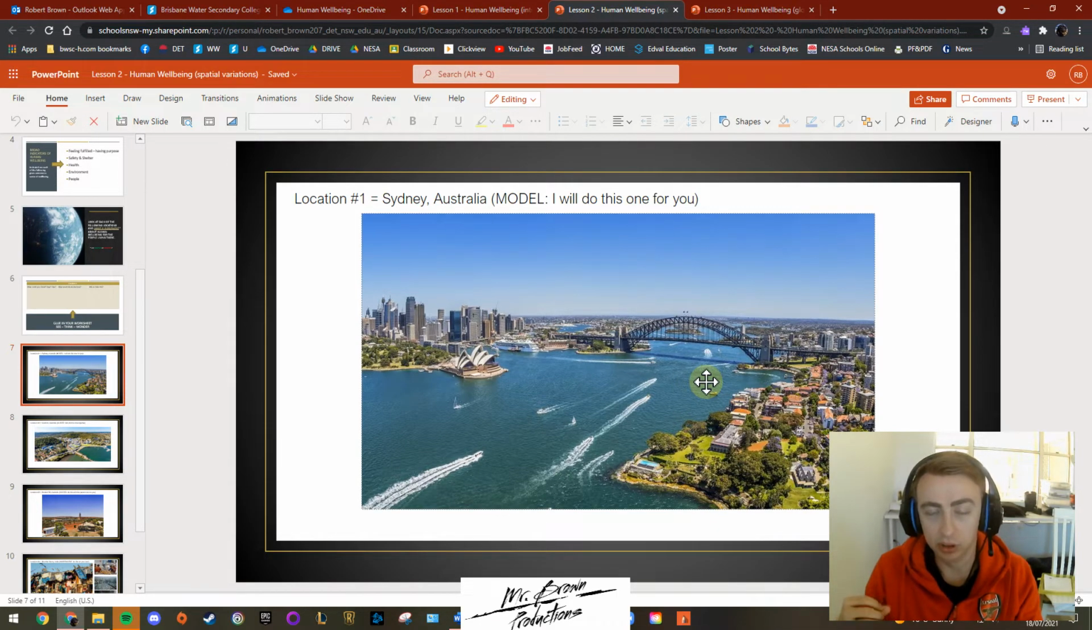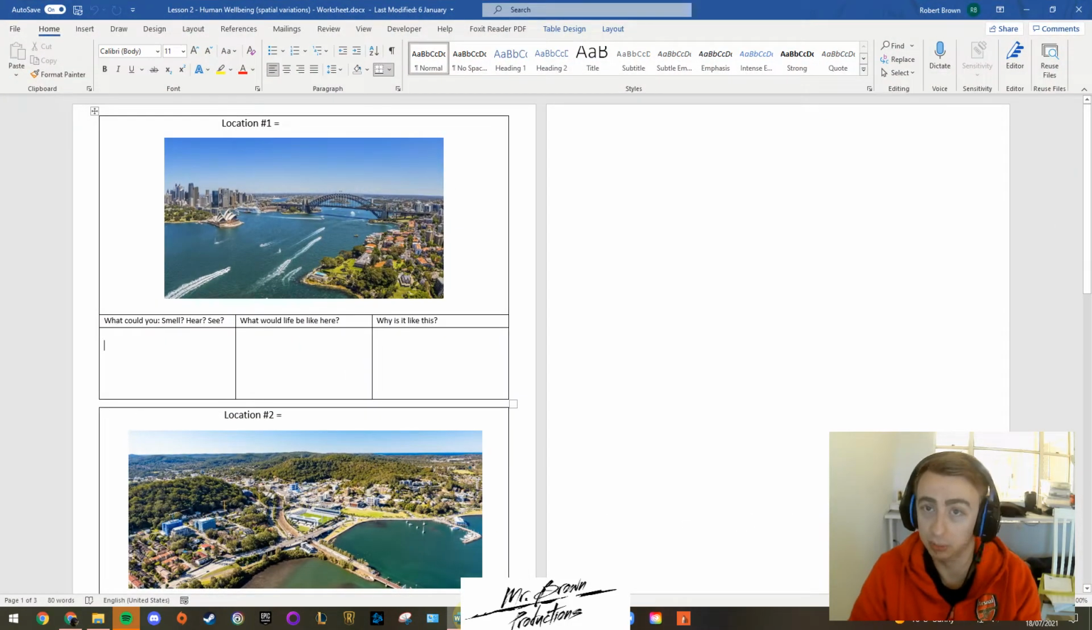But you've also got a lot of those other things that really contribute to a positive human well-being experience. Being the city, there's a lot of different activities and things that you can partake in that would improve your human well-being.